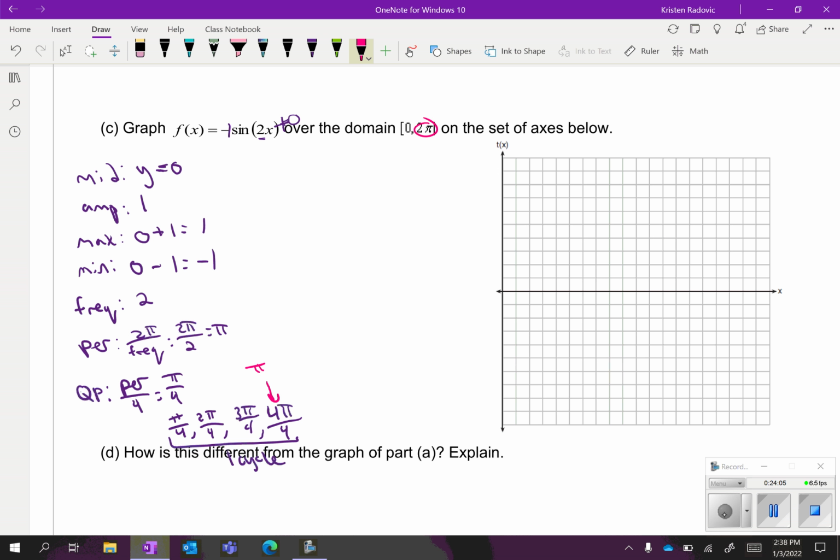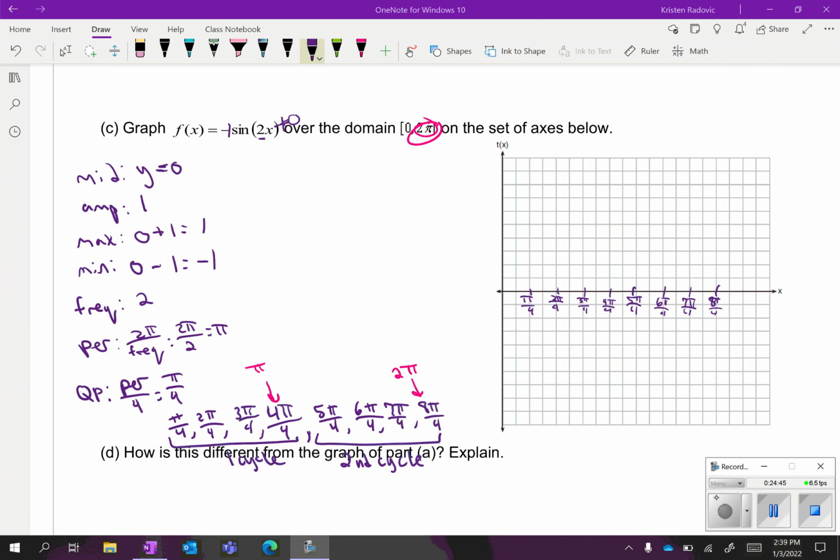And they're asking us to go to 2 pi. So I'm going to continue until I get to 2 pi. 5 pi over 4, 6 pi over 4, 7 pi over 4, 8 pi over 4. And 8 divided by 4 is 2. So I finally got to my domain of 2 pi. And that would be my second cycle because it's another 4 quarter points. Every 4 quarter points is a new cycle. I'm going to take this information and I'm going to put it on my graph.